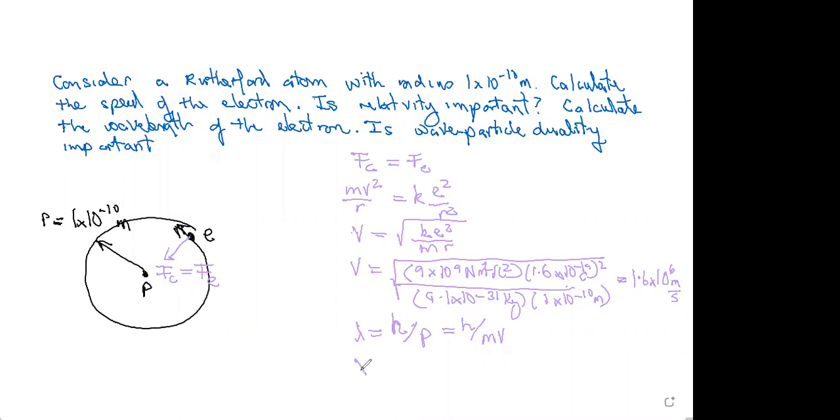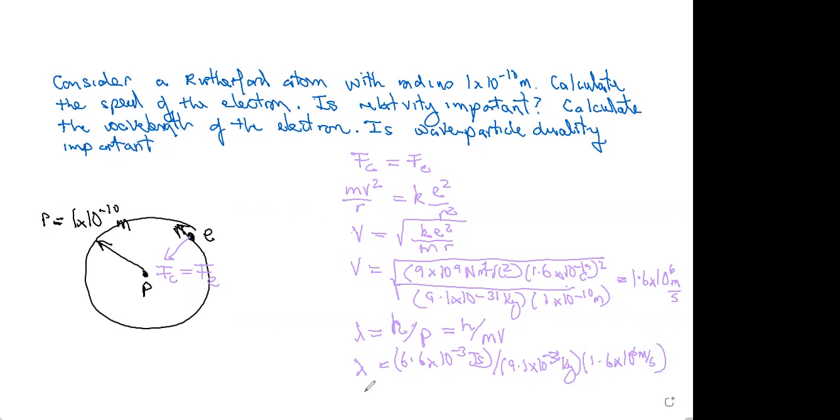And now again, we just have to fill in the numbers for the various quantities in our equation to calculate the wavelength. So I've got Planck's constant at 6.6 times 10 to the minus 34 joule seconds. And we're going to divide that by the product of the mass of the electron, 9.1 times 10 to the minus 31 kilograms, times the speed of the electron, which we just calculated, 1.6 million meters per second.